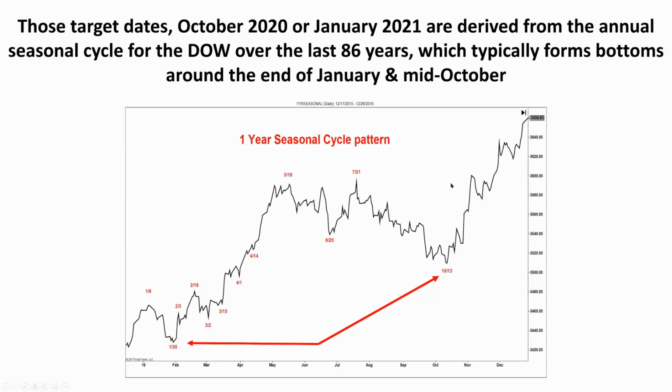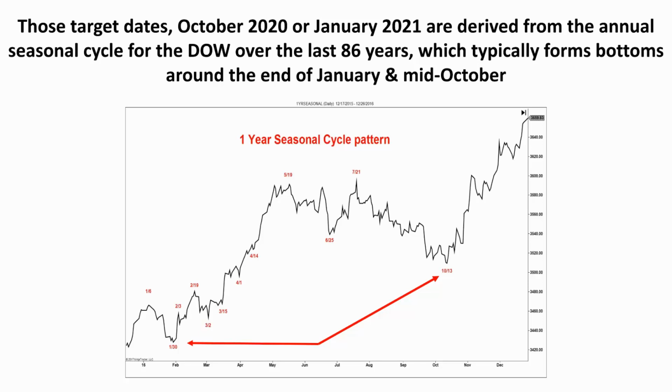Those target dates are derived from the annual seasonal cycle for the Dow that has formed over the last 86 years. So I've taken all of the data for the last 86 years in the Dow, averaged it out by day, came up with those averages, was able to reprogram that and upload that into NinjaTrader so that I could create a NinjaTrader chart so that I knew what was happening on average.